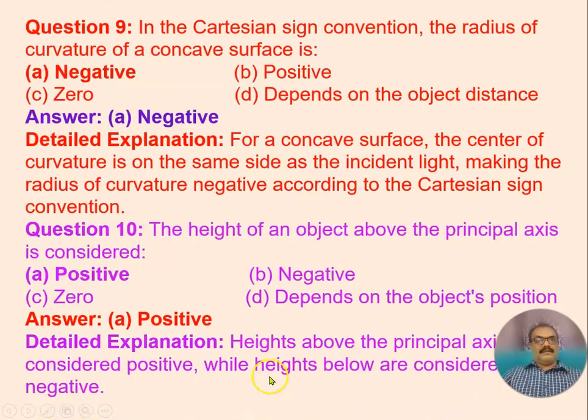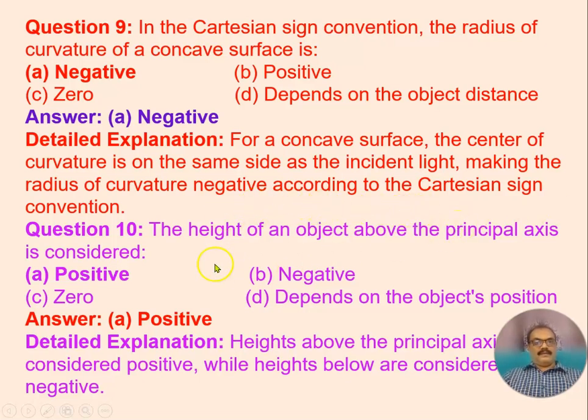Question 9. In the Cartesian sign convention, the radius of curvature of a concave surface is A. Negative. B. Positive. C. 0. D. Depends on the object distance. Answer A. Negative. Detailed explanation. For a concave surface, the center of curvature is on the same side as the incident light, making the radius of curvature negative, according to the Cartesian sign convention.